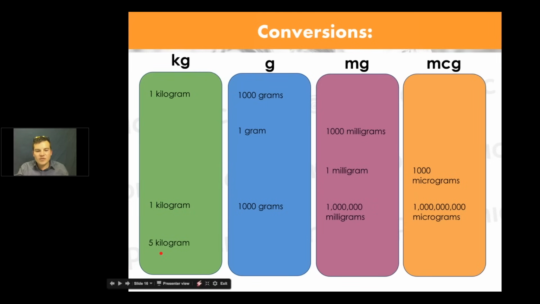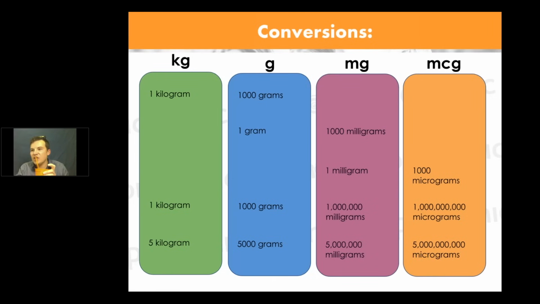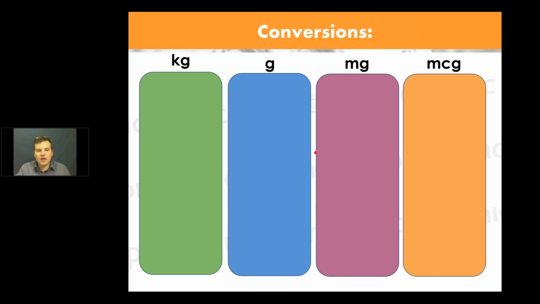So 5 kilograms, of course, is 5 times all the numbers that we have across here. 5 kilograms is 5,000 grams, 5 million milligrams, 5 billion micrograms, MCG. What medication is often given in micrograms? Well, there's a few of them, but the big one I see pretty often is Synthroid or levothyroxine, because we don't use trade names on our exams. My clicker is not working very well today.